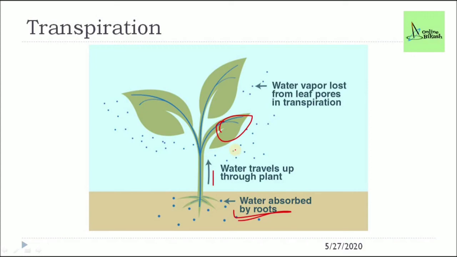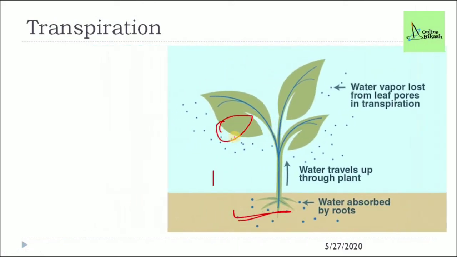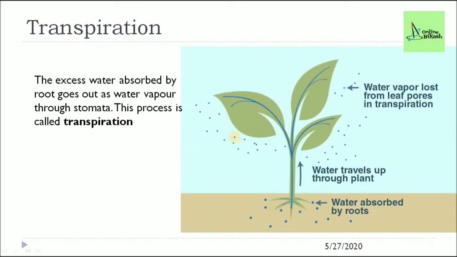Now what will happen to the excess water? The excess water will get out from the leaf through the stomata. This is called water loss in a plant through its leaf. So this is actually transpiration. The excess water absorbed by the root goes out as water vapor through the stomata. This process is called transpiration.